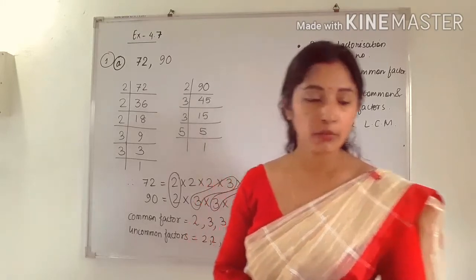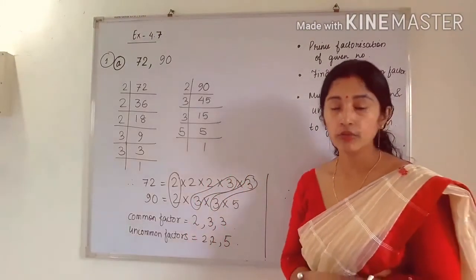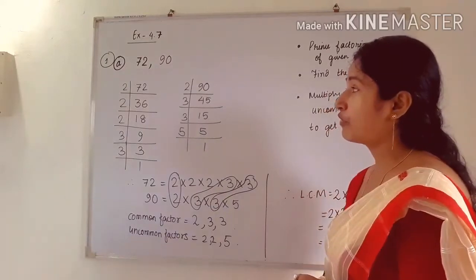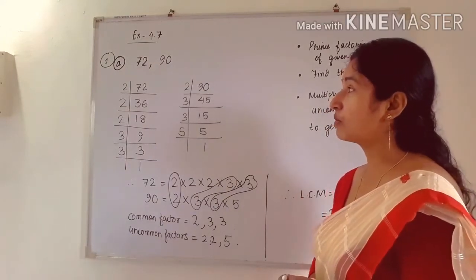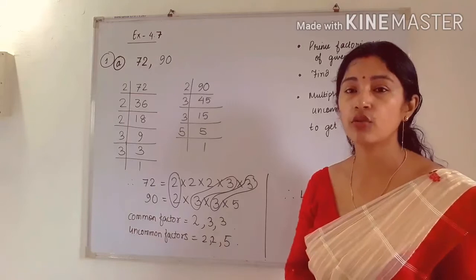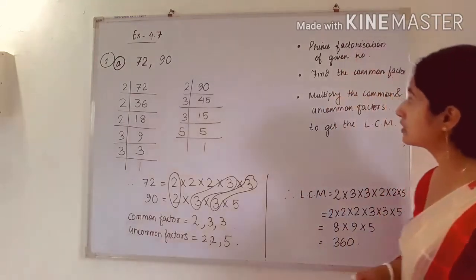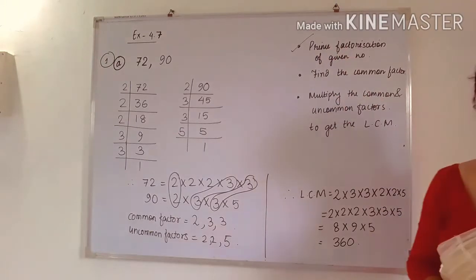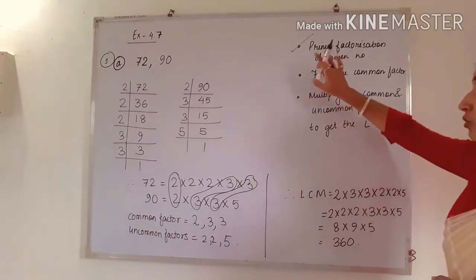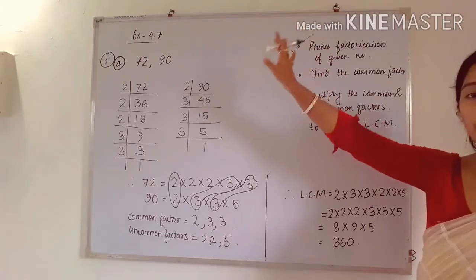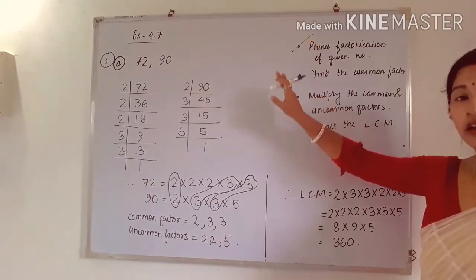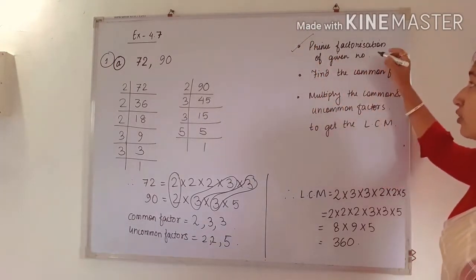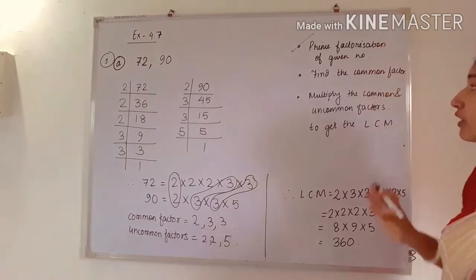So come to question number 1A from this exercise. We have to find the LCM using the prime factorization method. There are two given numbers, 72 and 90. So what are the steps? First of all you have to find the prime factorization of the given number. No need to write this, you just have to remember the rules, how to start the question.